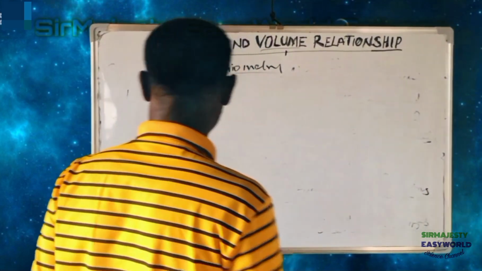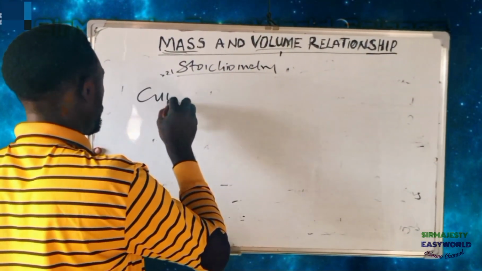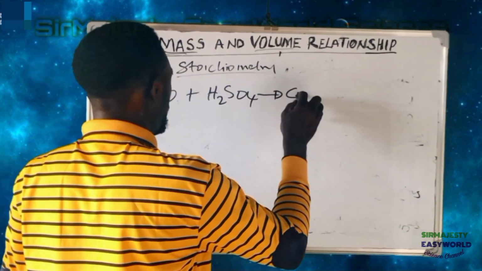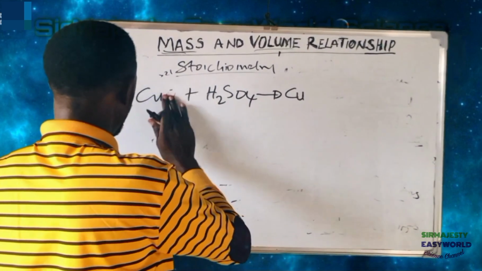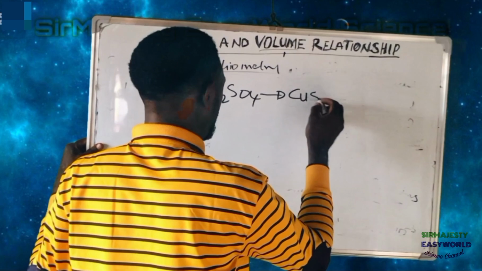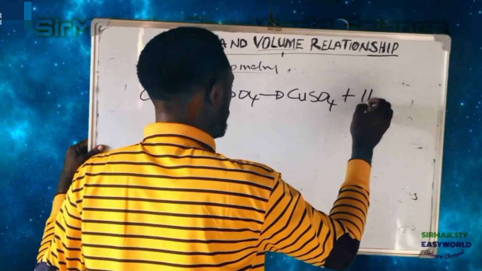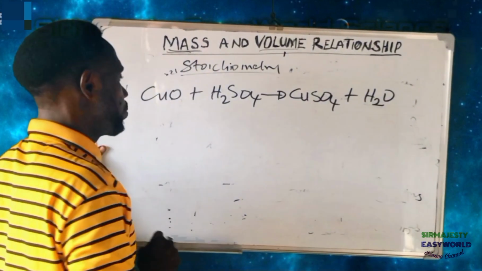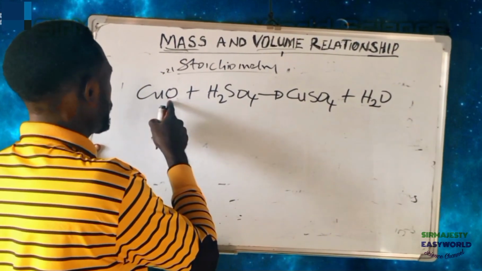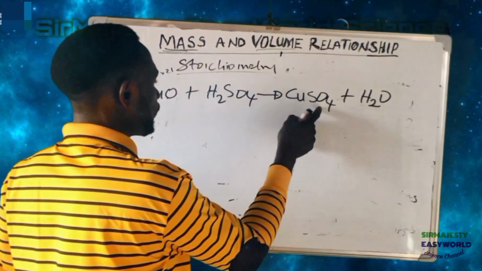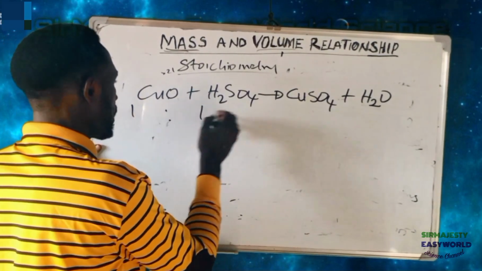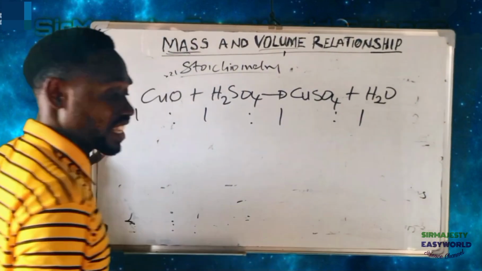So the chemical equation is going to be copper 2 oxide plus concentrated H2SO4, and this will give you copper 2 tetraoxosulfate 6 plus water, because the oxide is acting as a basic oxide. So balance the equation. The equation is balanced. Oxygen here is 1 plus 4, 5, 4 plus 1. Hydrogen is 2, hydrogen is 2. So the mole ratio is 1:1:1:1.